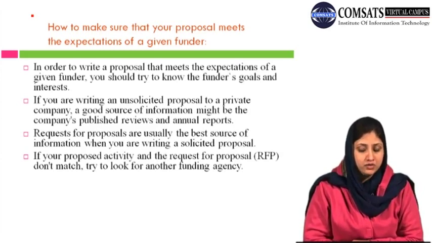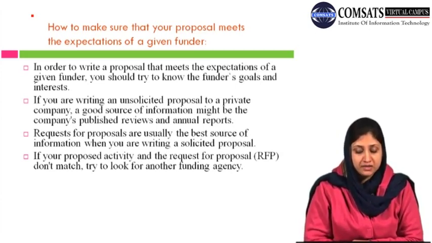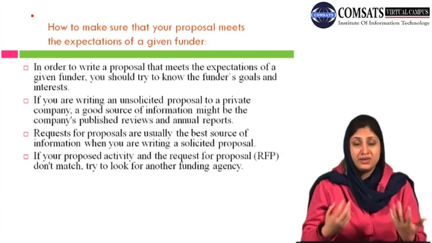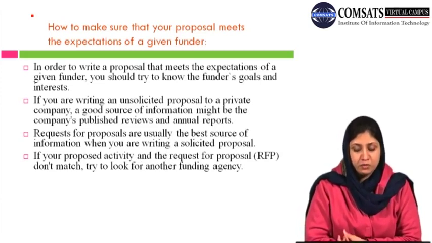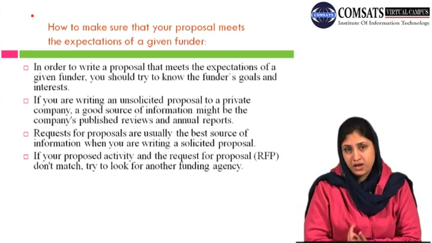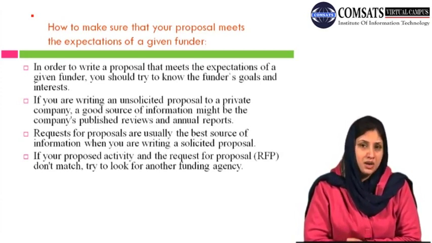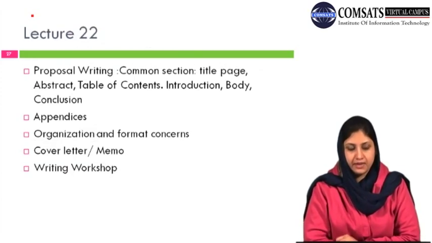If you're writing an unsolicited proposal to a private company, a good source of information might be the company's published reviews and annual reports. Requests for proposals are usually the best source of information when you are writing a solicited proposal because they would have all the details inside. If your proposed activity and the request for proposal, RFP, don't match, try to look for another funding agency. Do not throw your proposal away.